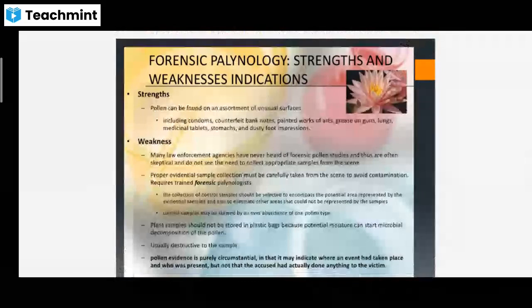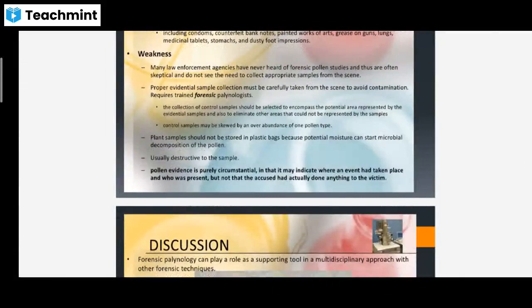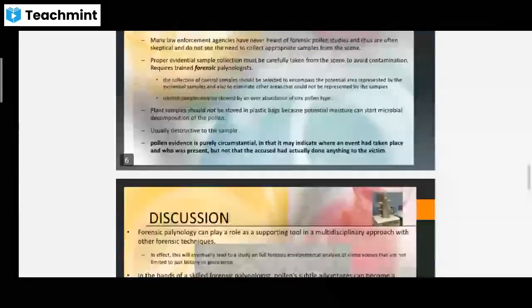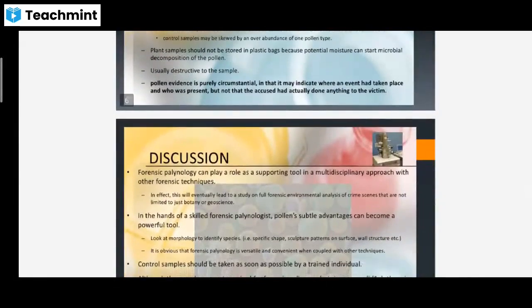Weaknesses. Many law enforcement agencies have never heard of forensic pollen studies and thus are often skeptical and do not see the need to collect appropriate samples from the scene. Proper evidential sample collection must be carefully done at the scene to avoid contamination, and requires a trained forensic palynologist. Control samples may be affected by an overabundance of one pollen type. Plant samples should not be stored in plastic bags because moisture can start microbial decomposition of the pollen.